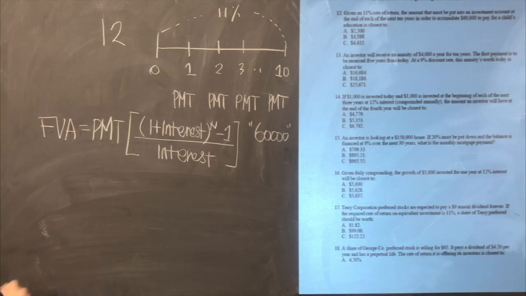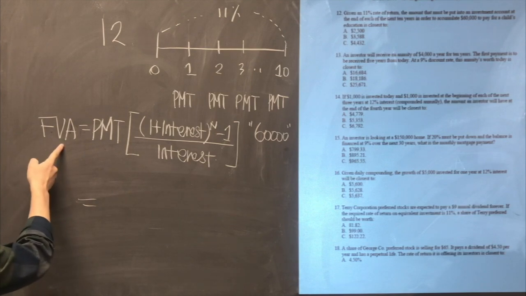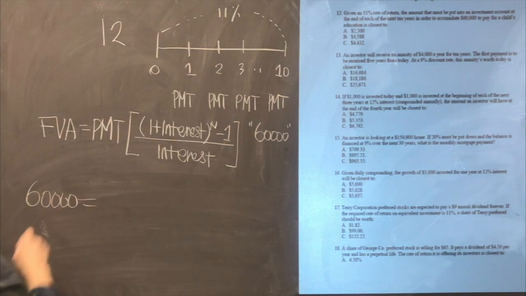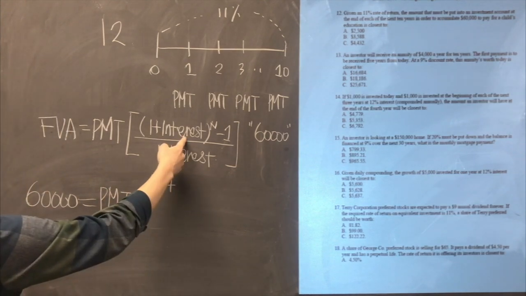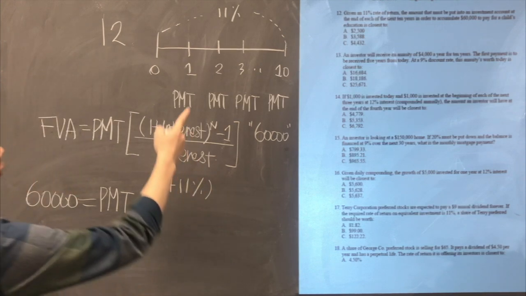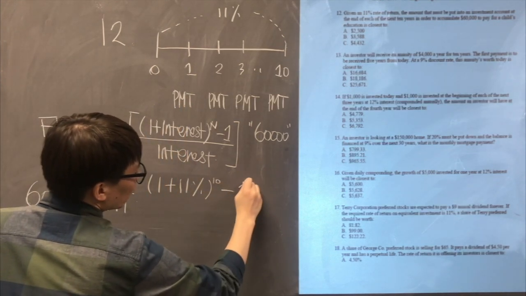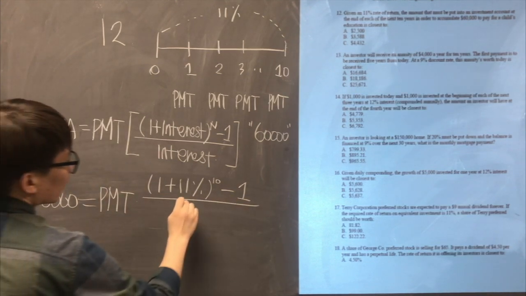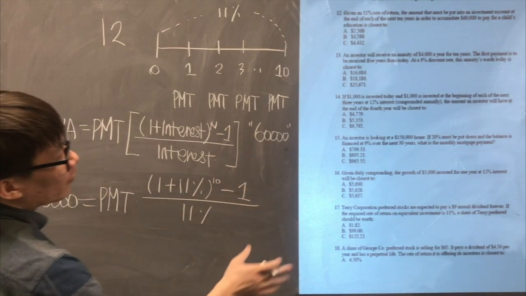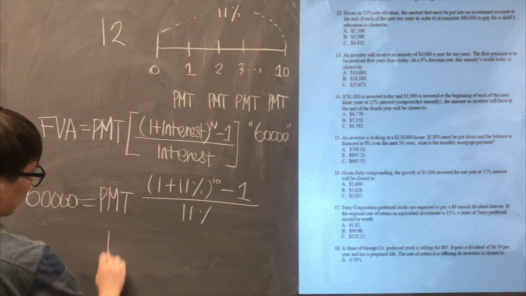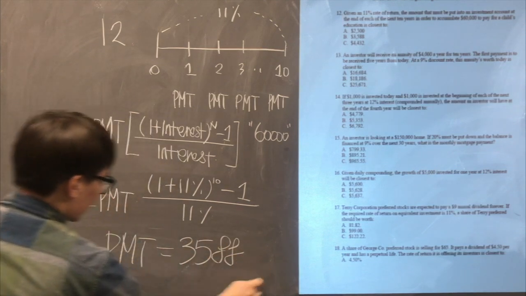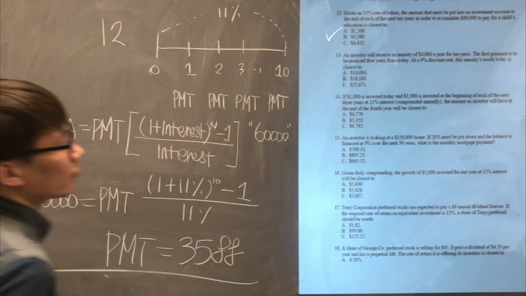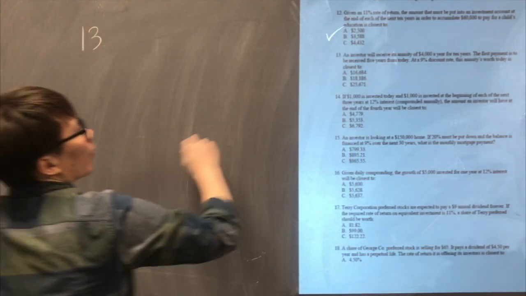Sounds good? We already know certain parts. PMT we don't know, but we know the rest: (1 plus 11%) to the number of years, 10, minus 1, over 11%. Once you figure this out, your payment will be determined. Sounds good? Question 13. Very good question.